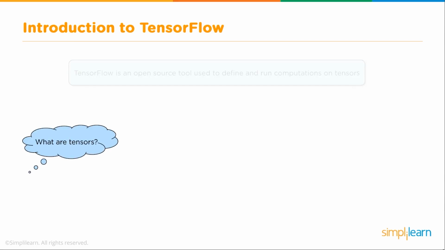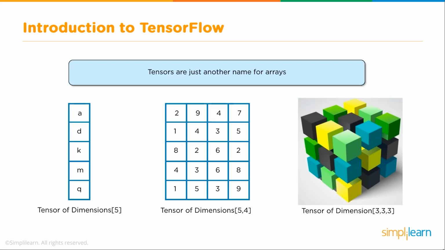So let's take a little bit of a look in there. What are tensors? Tensors are just another name for arrays. So a tensor of dimension 5. You can see here we have A, B, K, M, Q, whatever. So it's an array coming in. And the tensor of dimension 5, 4, more like a picture. Very common to see that in a picture.